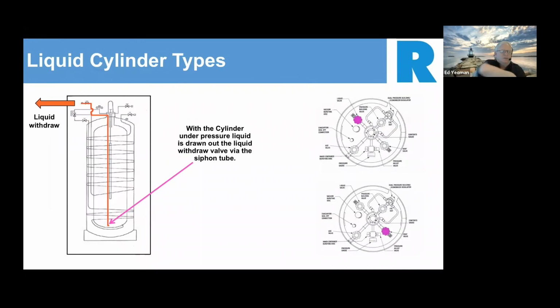So this is the liquid withdrawal schematic. It's going to work very similar to a siphon tube in a high pressure cylinder. You've got that column of liquid in there, it's pressurized, it's pushing down. You open up the liquid withdrawal and it will draw liquid right out of the cylinder. The magenta valves are just showing you, the upper figure on the right hand side is showing you the liquid withdrawal valve location in that schematic.